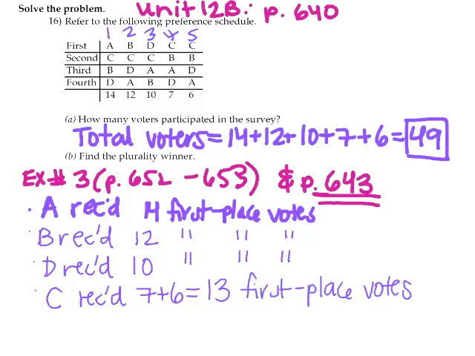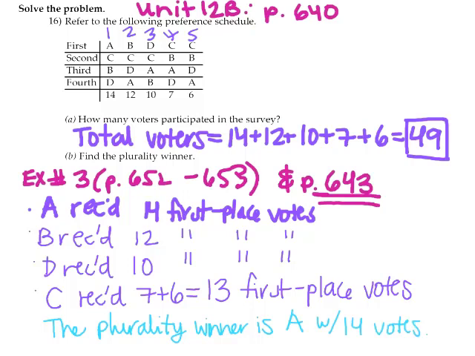With that being said, the plurality winner, according to first place votes, is group A. So the plurality winner is A with 14 votes, which is the majority. Okay, so that's how you would go about 16A and 16B.